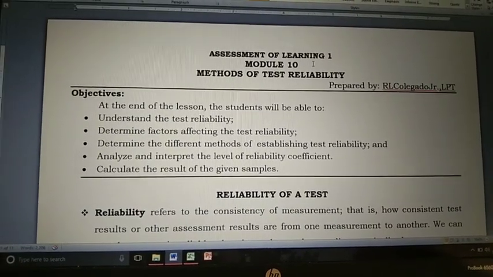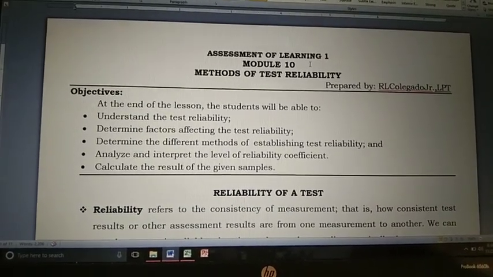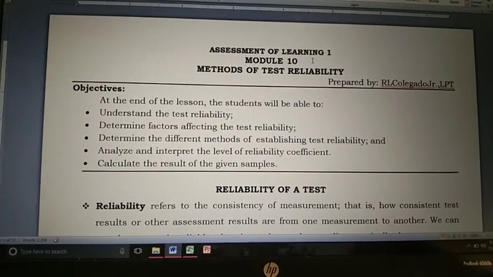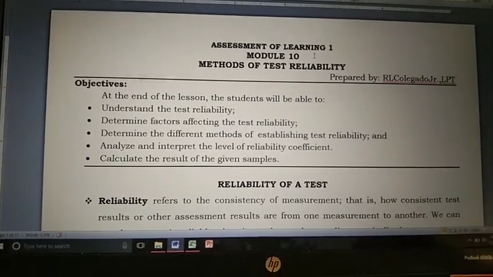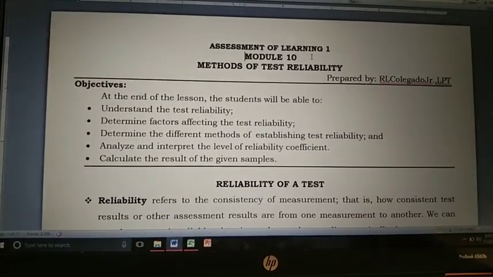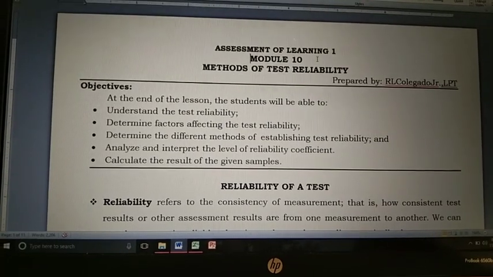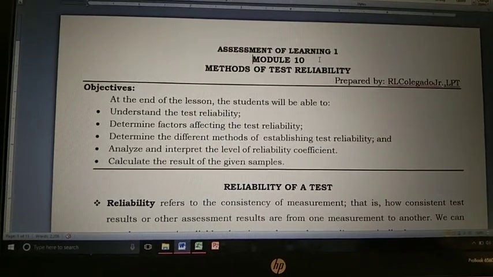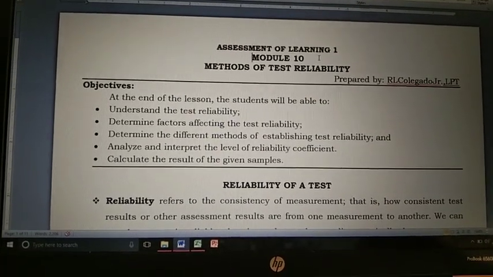Hi everyone, we are now in our week 10 module in the course entitled Assessment of Learning 1. So in this module, we are going to tackle the methods of test reliability.